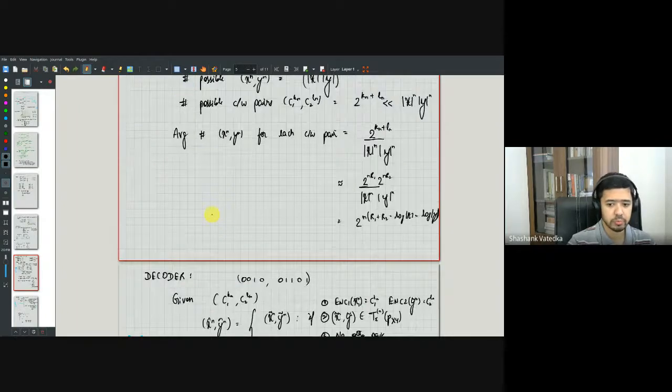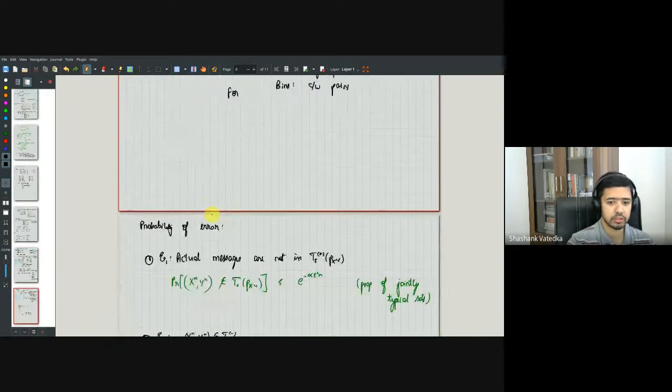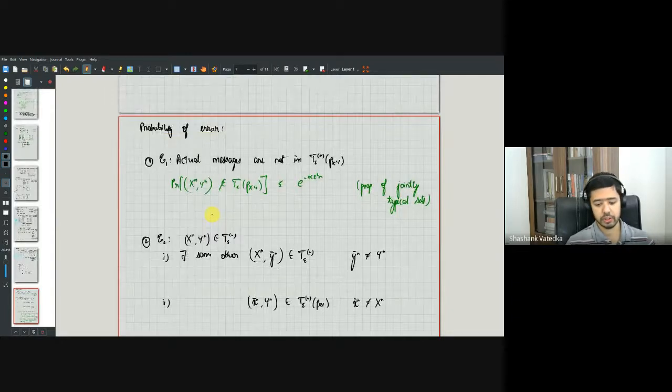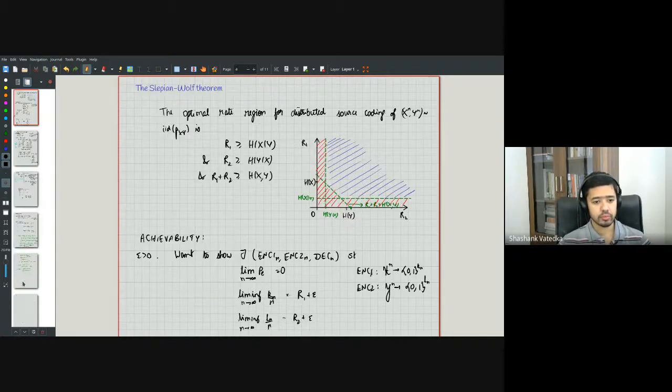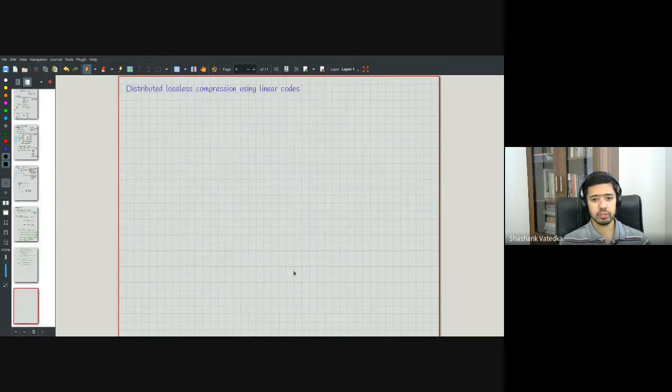And so one approach, which is used for specific sources, such as the source that we looked at in a previous class, the doubly symmetric binary source, is the following. For certain sources, such as this one, we can construct a different set of encoders and decoders, which also get you to the same rates. So let's look at that.